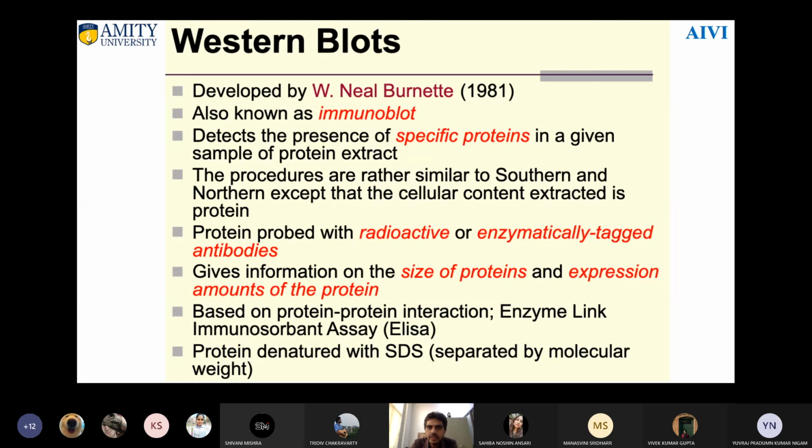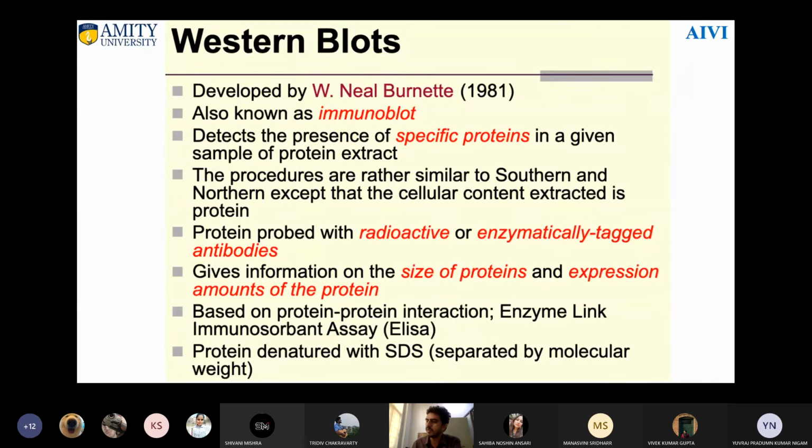What you do is detect the presence of a specific protein in a given protein sample. The procedure is similar to what we talked about for the southern and the northern blot. The only difference is that there you are talking about DNA and RNA, but here we have the protein or the cellular extracts that contain the protein. So a probe is also required here. There also we talked about a radioactive probe, and here also we are talking about a probe.